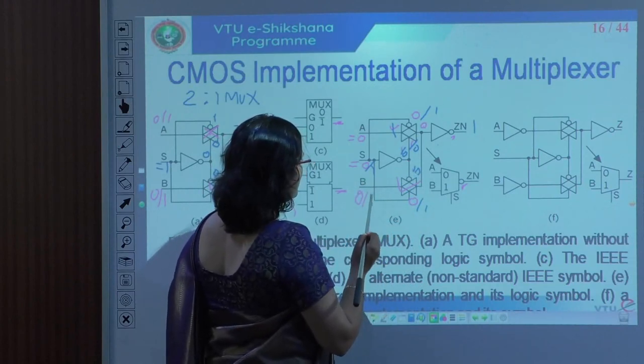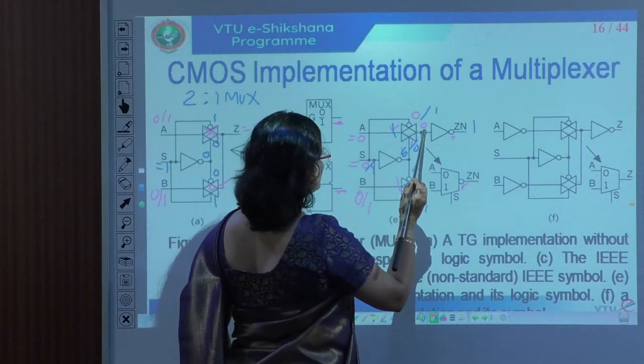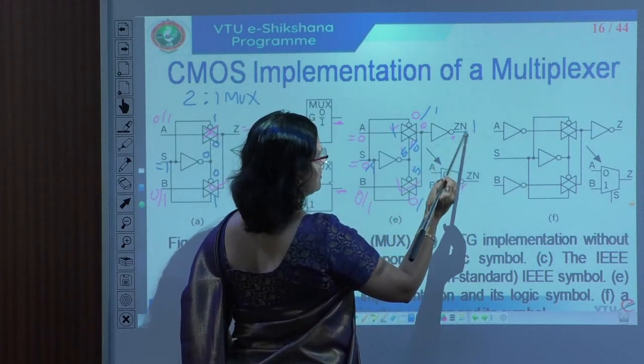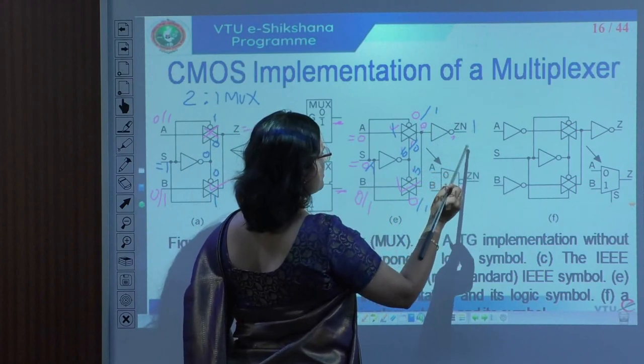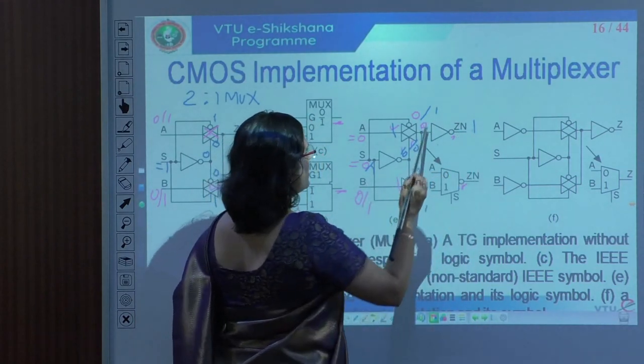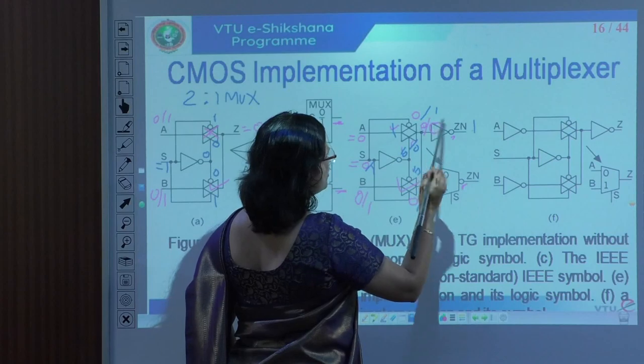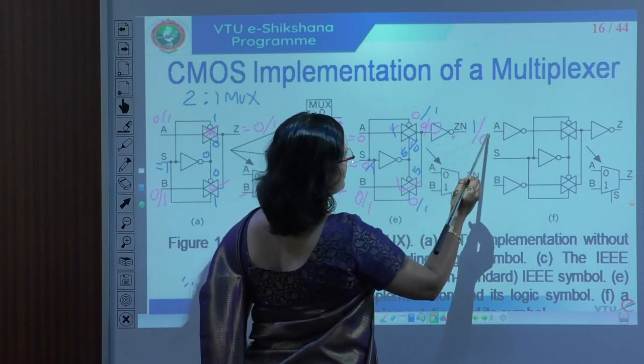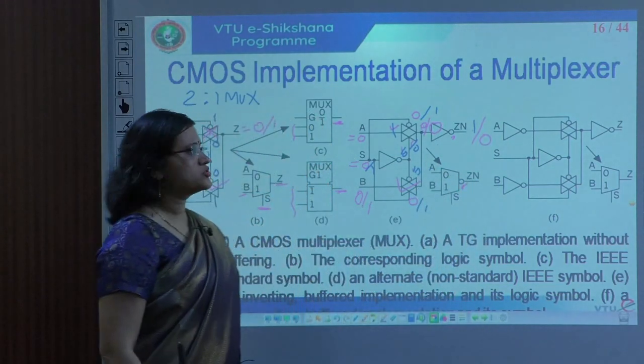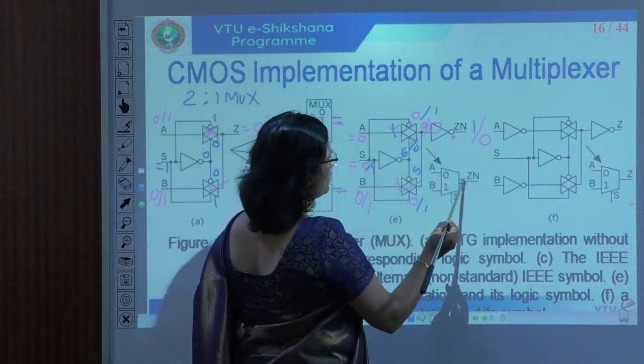So, whatever value you are giving here, if you give B equal to 0 or B equal to 1: if B is 0, you get 0 here. Due to the inverter at the output side, we get 1. Or if you give B as 1, you get 0 here. So, due to this inverter, we get the final output as 0. So, there is a bubble over here.